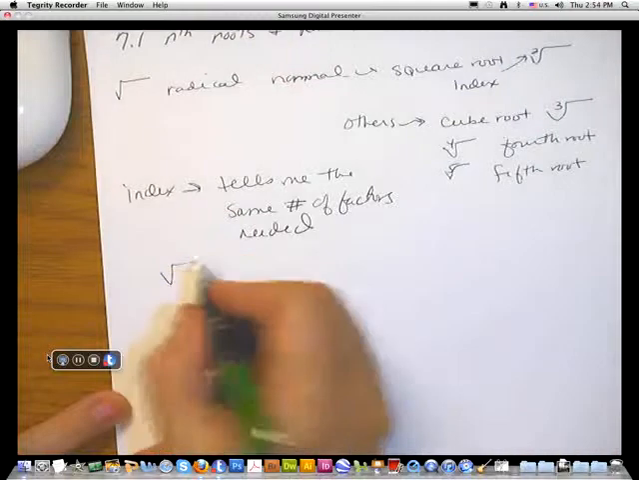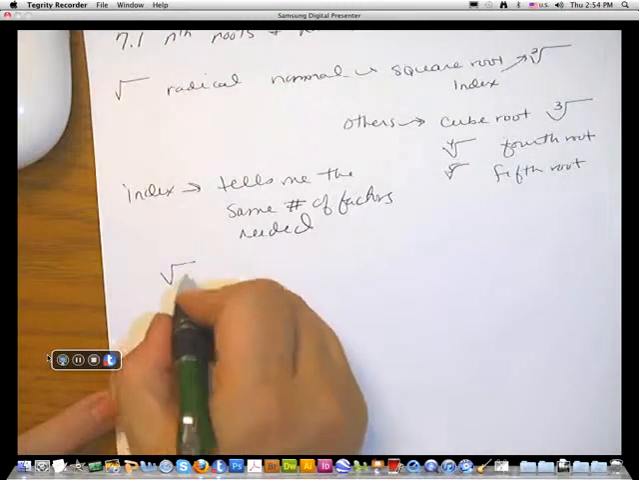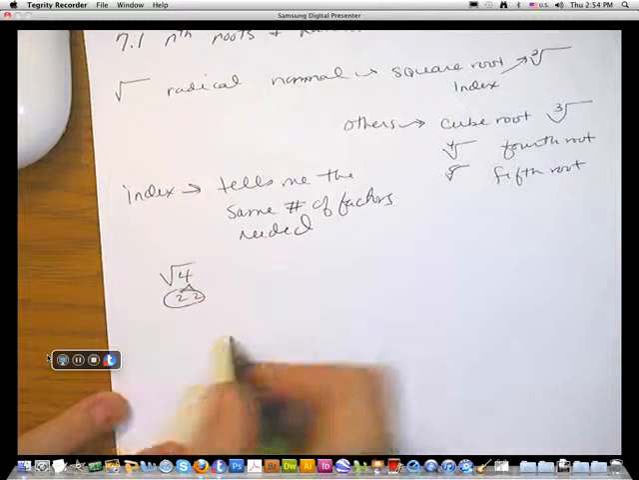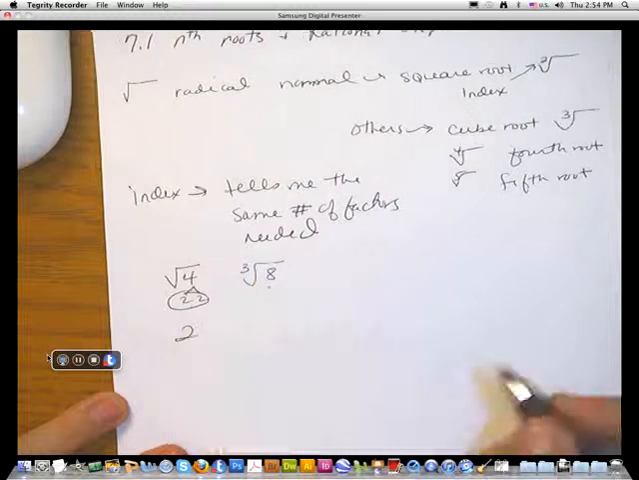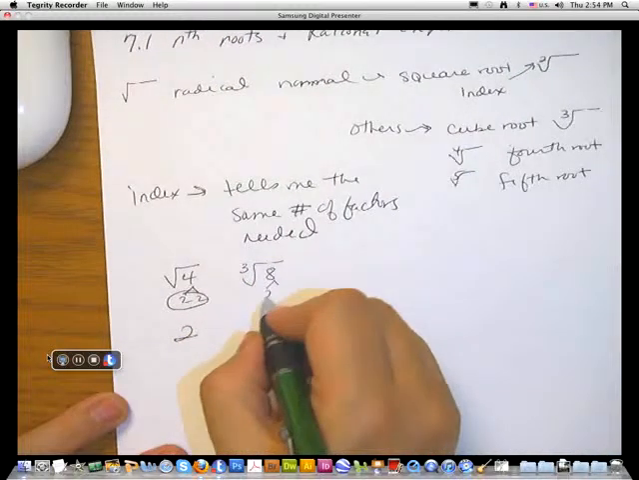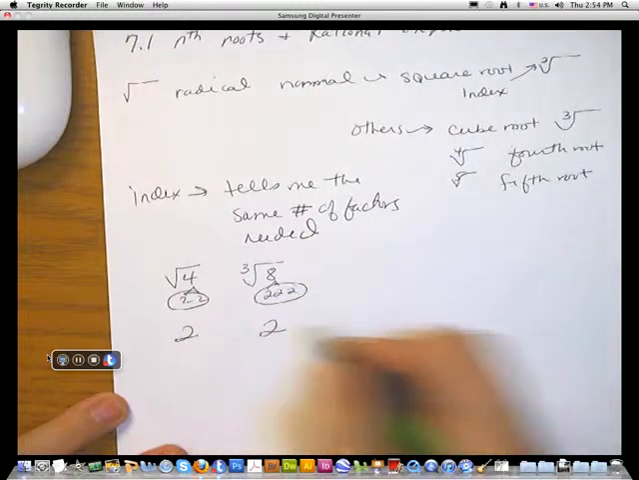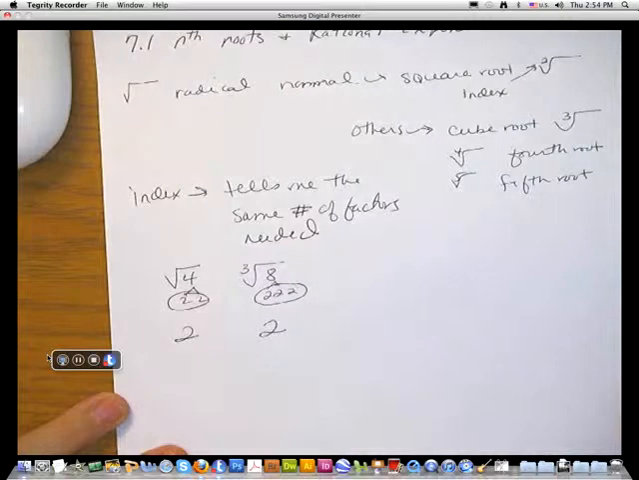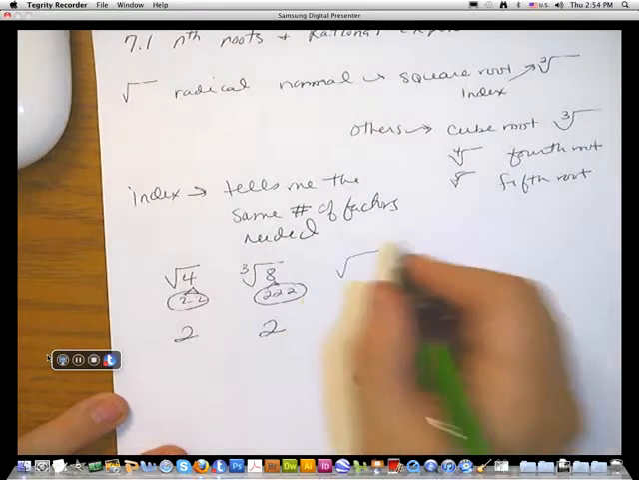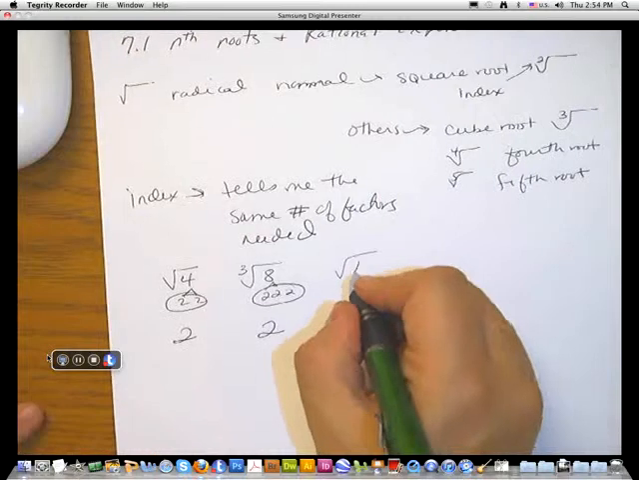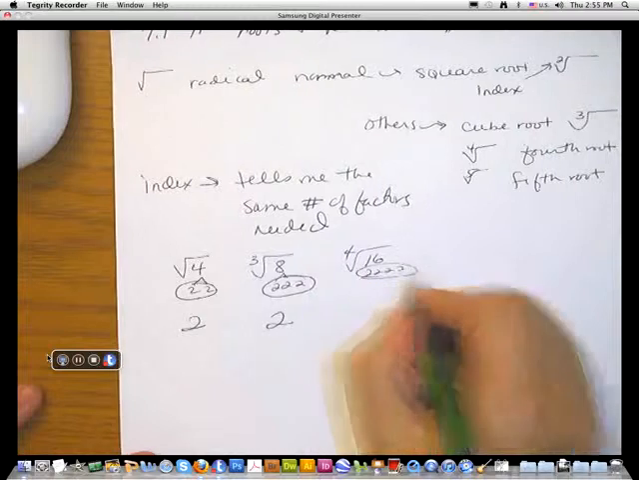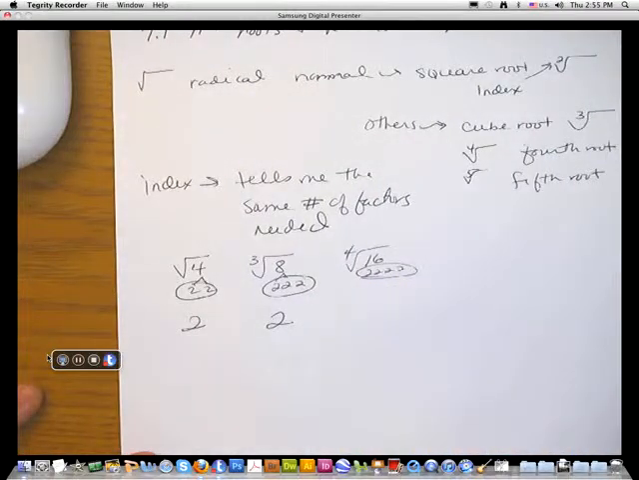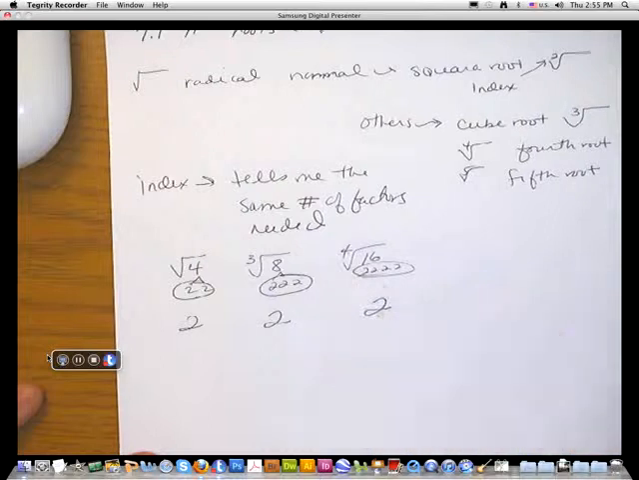Alright, so like if we have the square root of 4, I only need 2 of the same thing. But if I have the cube root of 8, well, 8 factors to 3 2's, that's 3 of them. I gotta have the same number. So if I have, let's say, the 4th root of 16, well, 16 is 4 2's, so therefore my solution is 2.